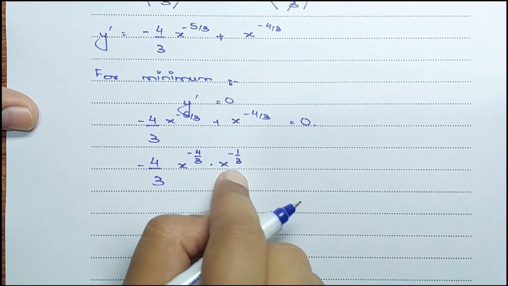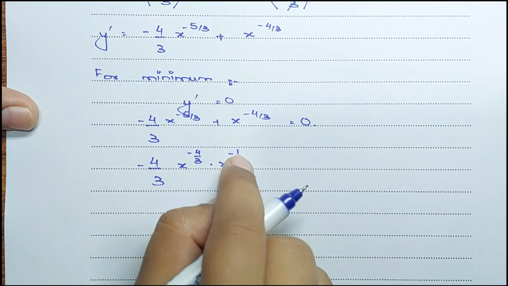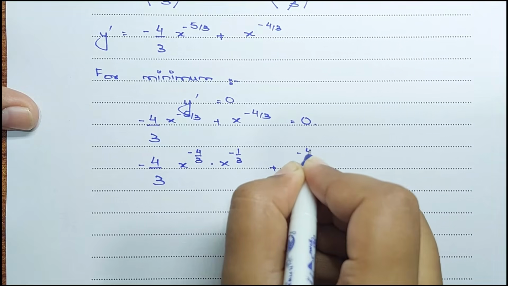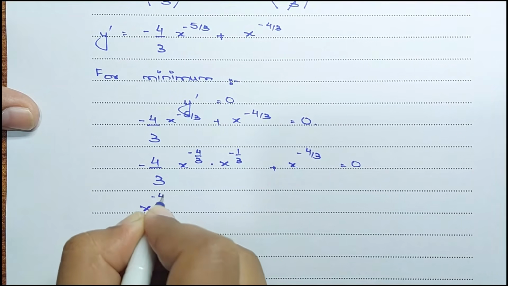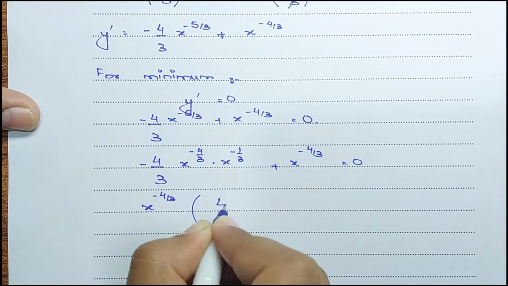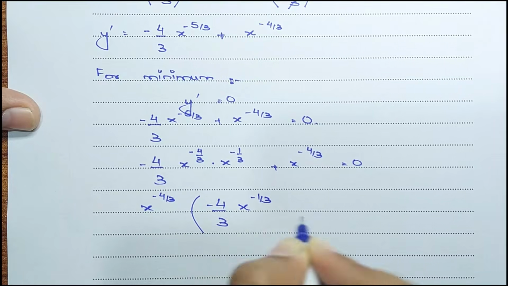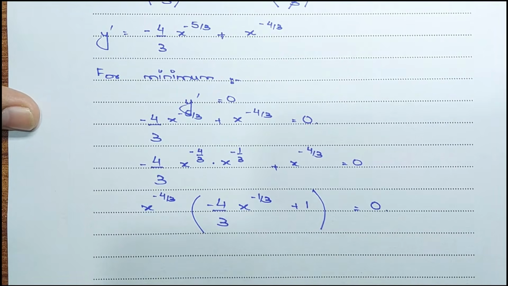When bases are same, we can add the powers. 3 and 3 is as it is, minus 5, minus 4 minus 1 would be minus 5, plus x to the power minus 4 by 3. This is equals to 0. We can take x to the power minus 4 by 3 common. We are left with minus 4 by 3, x to the power minus 1 by 3 plus 1. This is equals to 0.